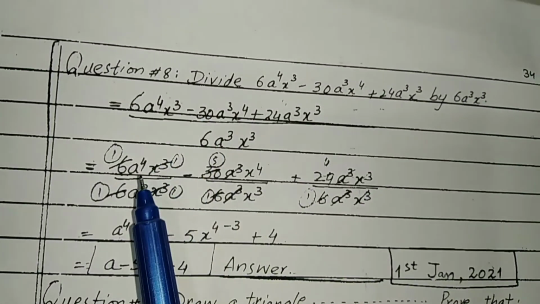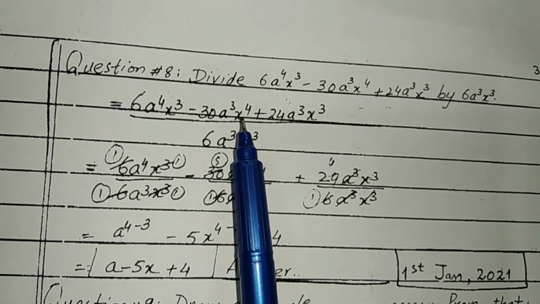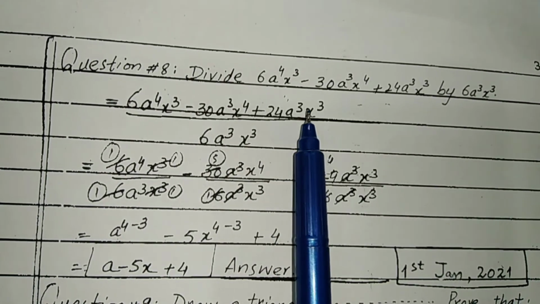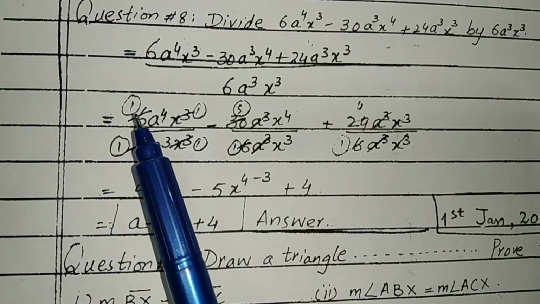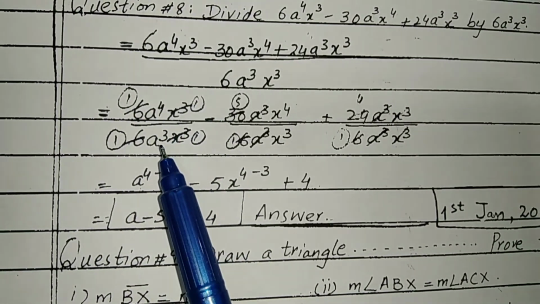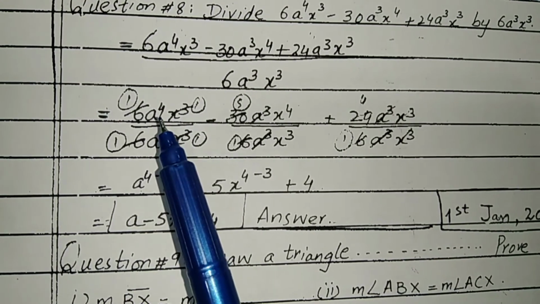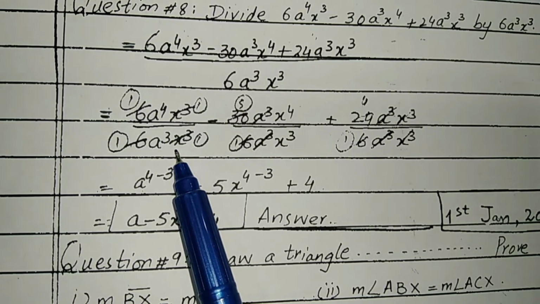So that means 6a power 4 x cube over 6a cube x cube minus 30a cube x power 4 divided by 6a cube x cube plus 24a cube x cube divided by 6a cube x cube. Now 6 ones are 6 and 6 ones are 6. And a are same, their bases are same, so their powers will be subtracted because they are in the division. So a power 4 minus 3 and x cube will be cancelled with the whole x cube.